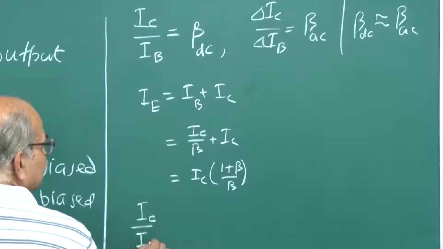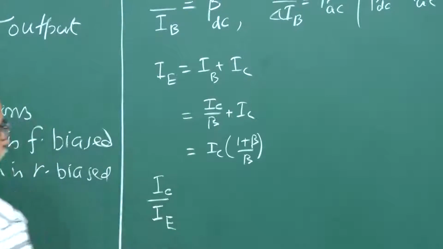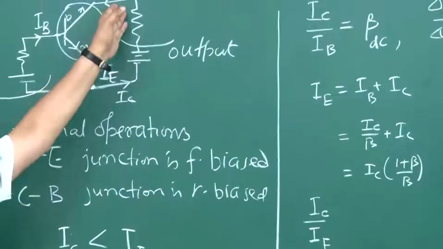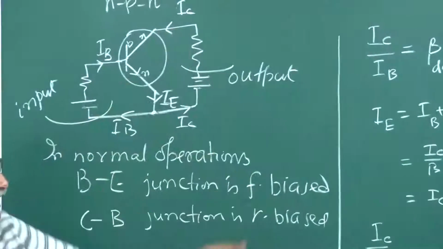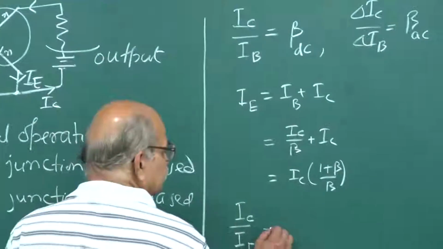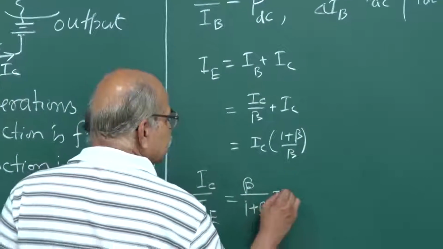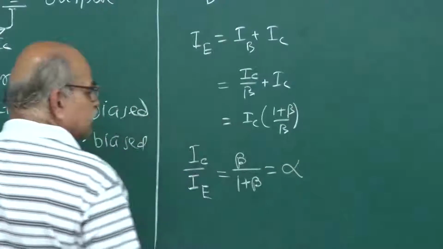Another useful parameter: what fraction of the emitter current is going through the collector part. So, that is this fraction. So, this fraction is beta over 1 plus beta, and this is known as alpha. This is written as alpha.